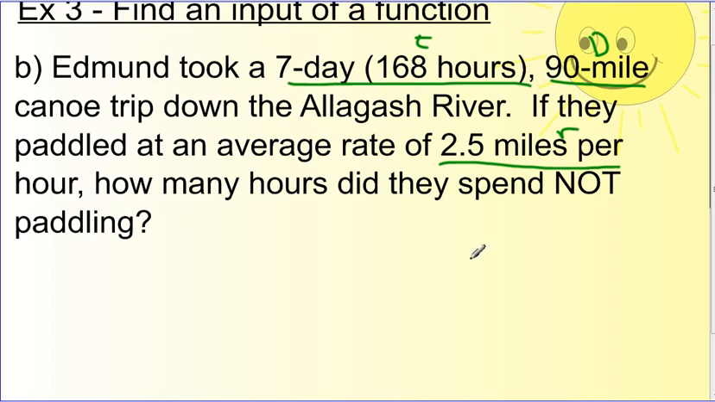Okay. So if you ever take a canoe trip, you're on your canoe and you go for a while, and then after you're in the water for a while, you stop paddling and just kind of let the water take you a little bit. Okay? Well, we want to know how long were they not paddling. So we've got our distance formula. I'll do it as a big D this time. Distance. Well, the distance doesn't change. The distance is 90 miles. Okay? The rate doesn't change. The rate is this 2.5 miles per hour.